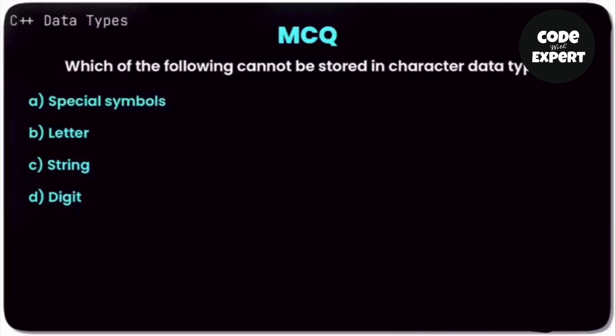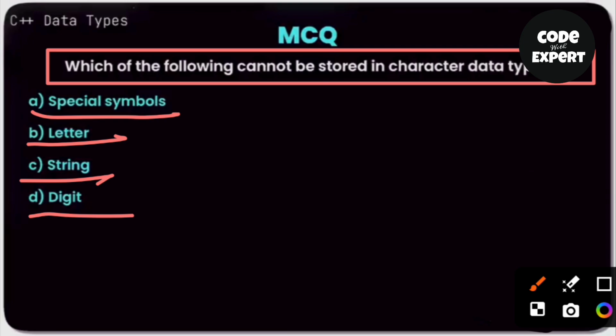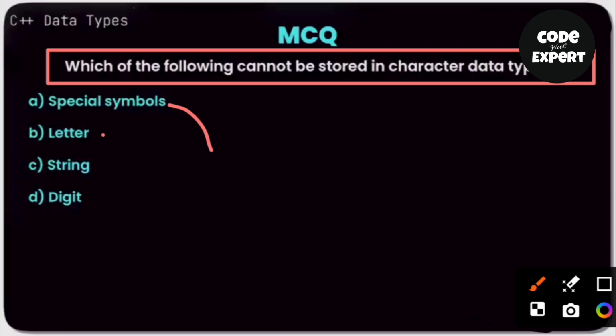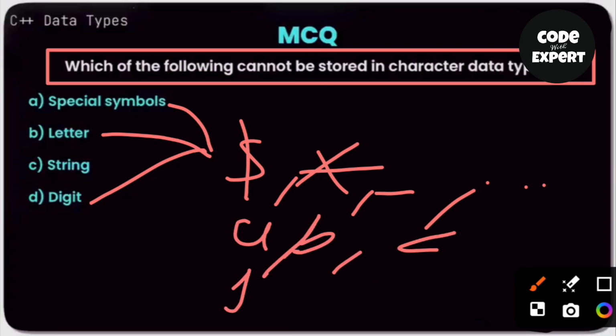Now, next MCQ. MCQ number 3. Which of the following cannot be stored in the character data type? Symbol, space, letter, string, or digit. The common thing between these is that special symbols are dollar, star, dash, and many more. Letters are A, B, C, digits are 1, 2, 3.